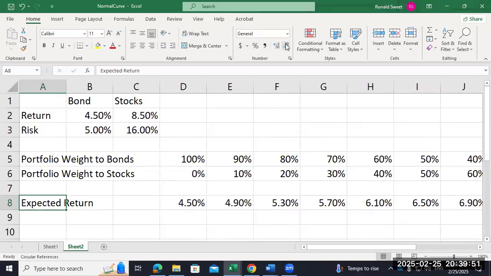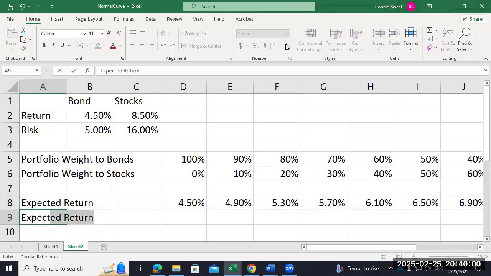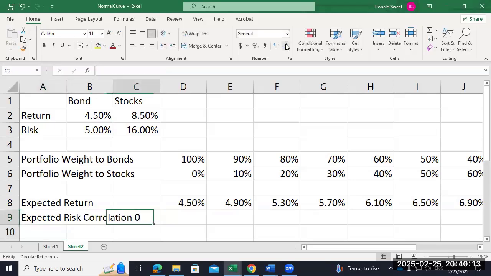Everybody's good with the expected return. Expected return is a piece of cake. Correlation has no impact on that at all. And then the expected risk. So I need one more piece of information here. Expected risk when, what if correlation is 0?